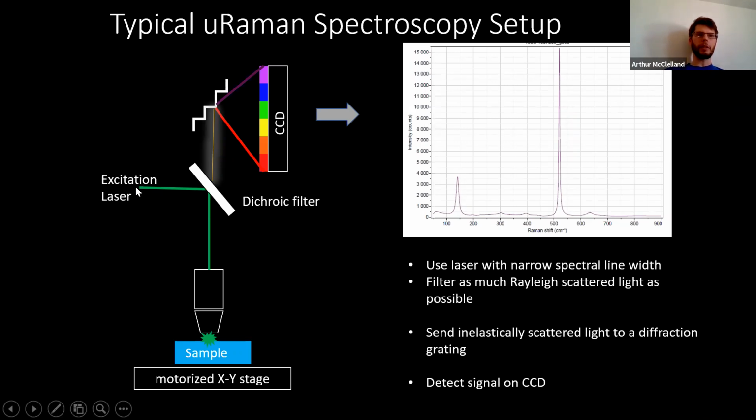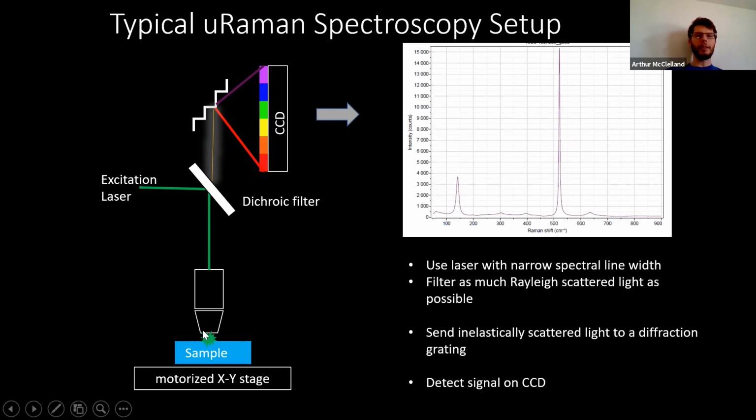Especially for quantum materials, we're usually doing micro Raman, sending things through a microscope. So we start with our excitation laser, which has a very narrow excitation line. Every photon is as identical as possible. And then we send it off a dichroic filter, and that directs the laser down through a microscope objective where it's focused onto our sample.